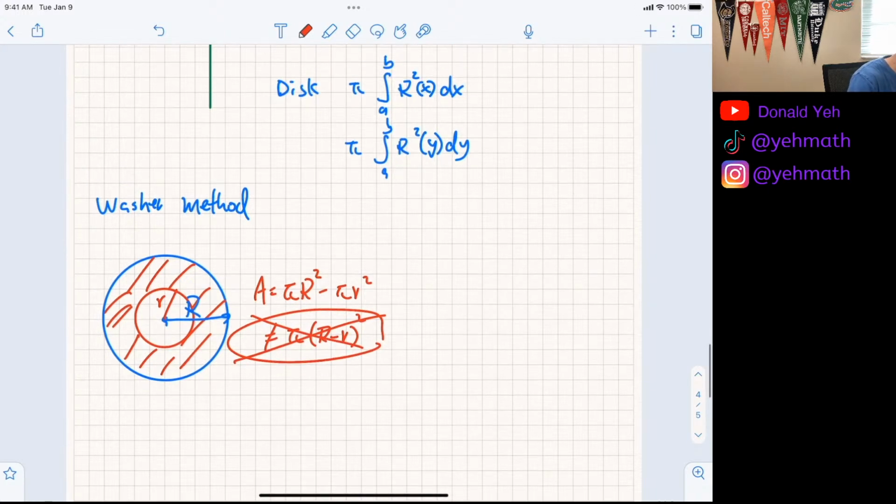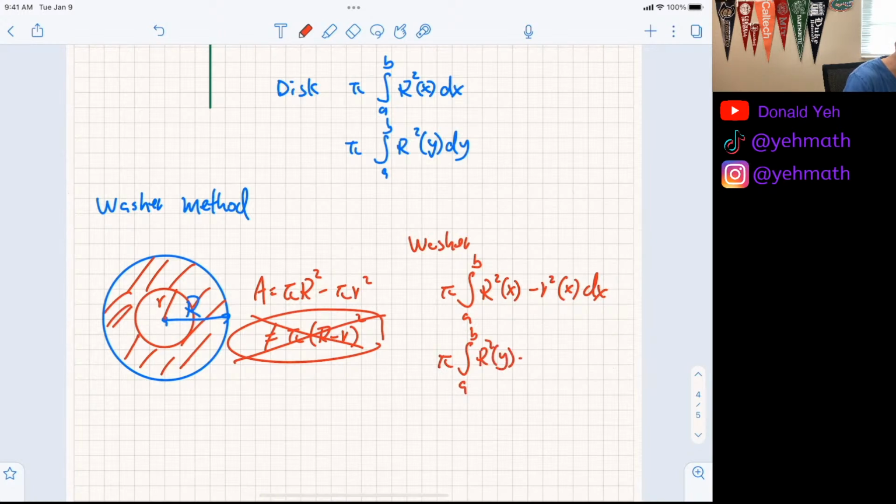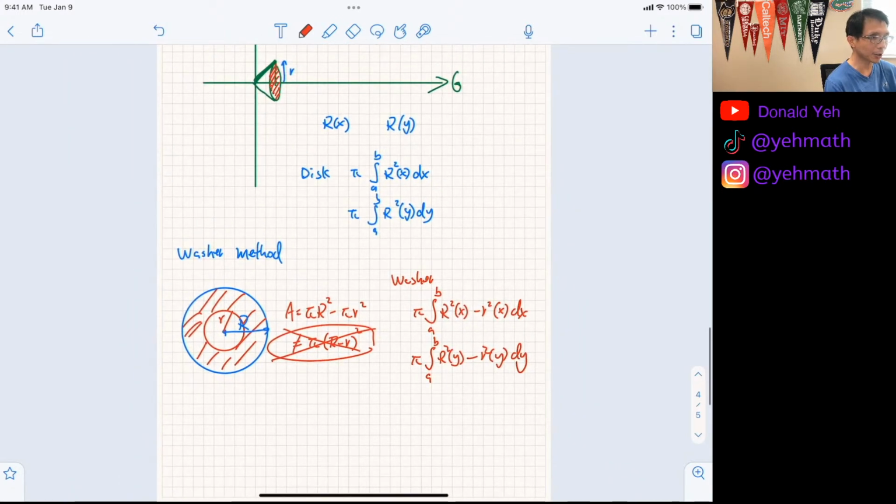So for us, a washer is going to be what? It's still pi outside and still a and b inside. So it'll be R squared of x minus r squared of x dx. Yes, it was squared. Or it can be R of y minus r of y dy. So it could be both. That's pretty much the relationships here.